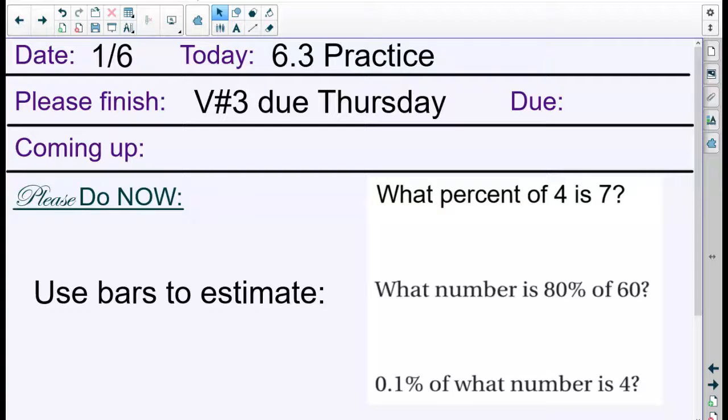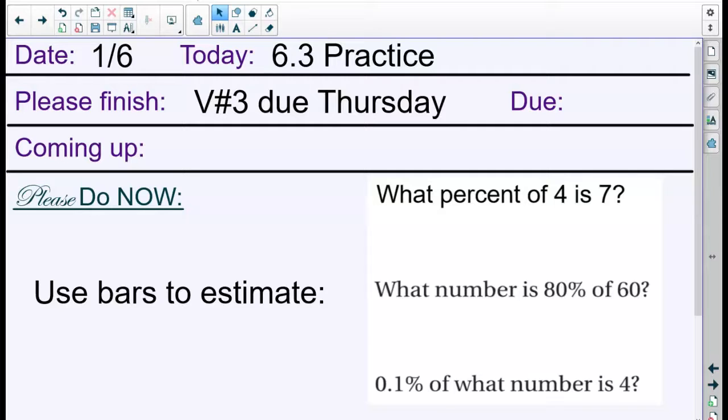We're using video 2 that you watched last night and the 6.3 packet that we started yesterday. And we're using those notes to help us set up these examples, okay? So you've got these written down. You've drawn out your bars, or you're going to draw out your bars, like we saw yesterday in our notes, and those are out on your desk. You're looking at those to help you.